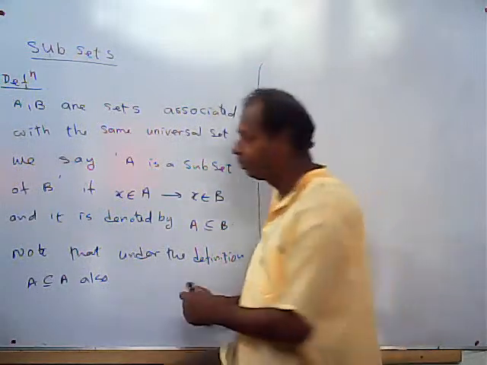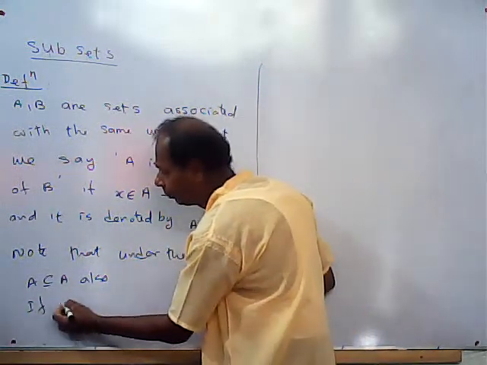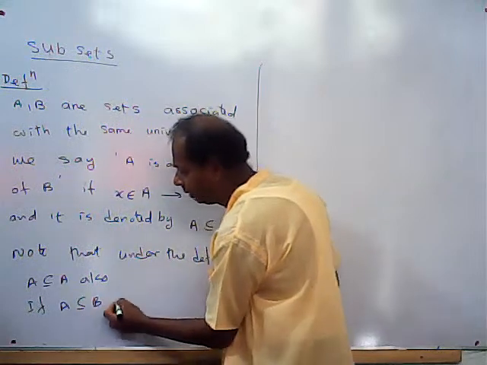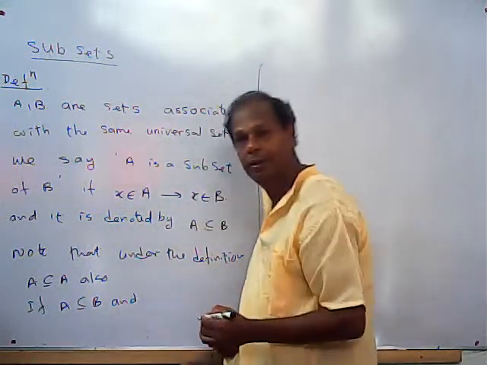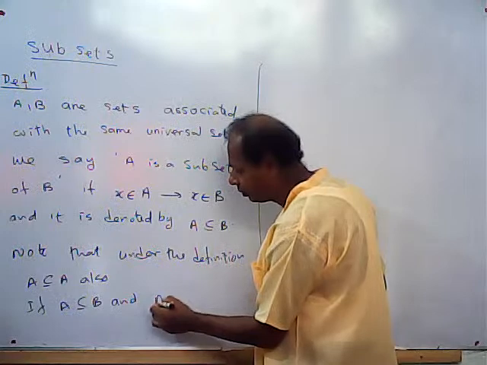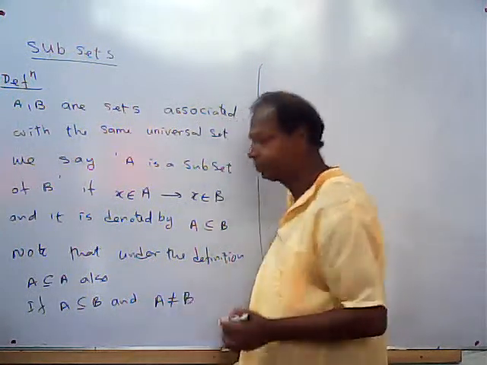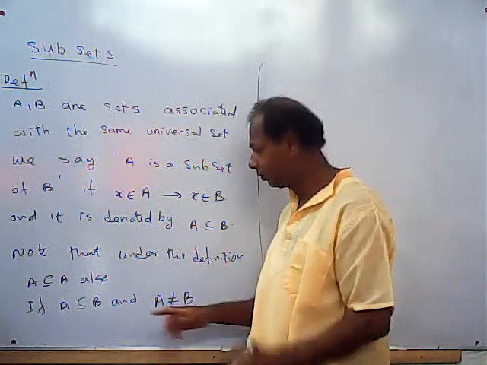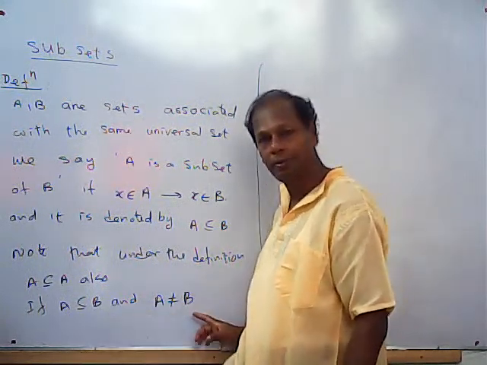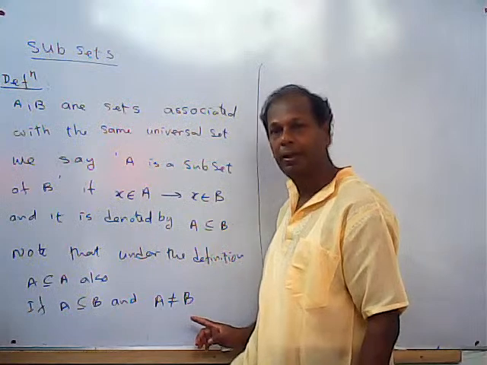If A is a subset of B, and you are quite sure that A is not equal to B, A is a subset of B and A is not equal to B, right?